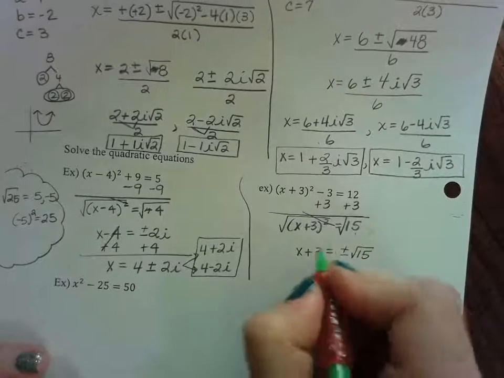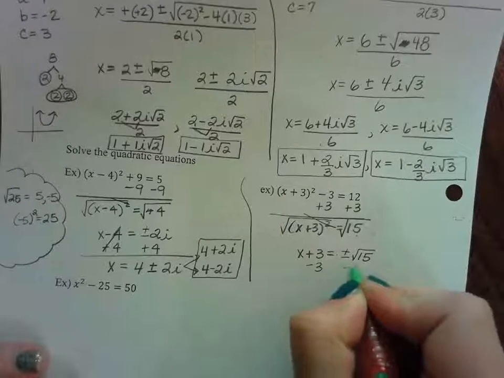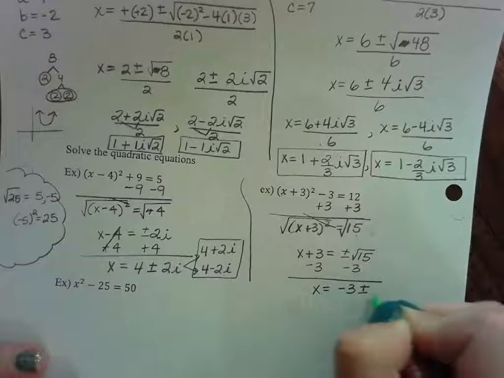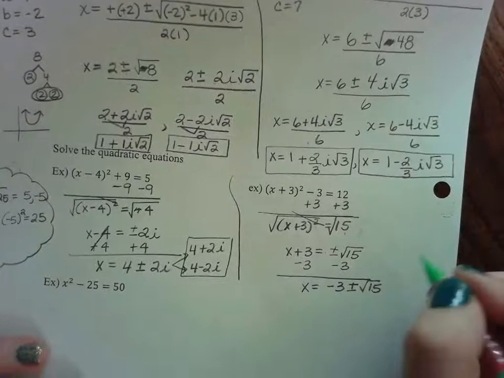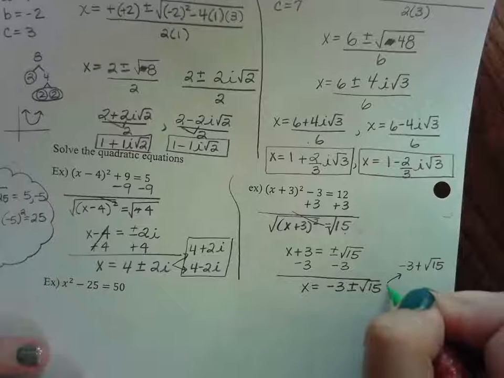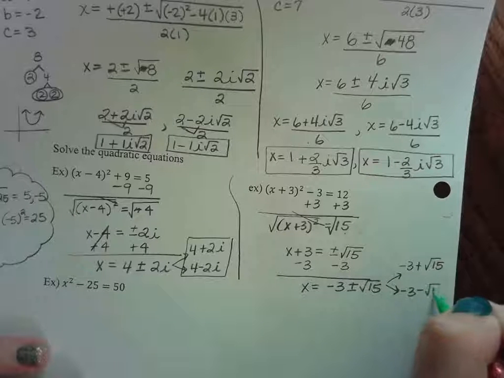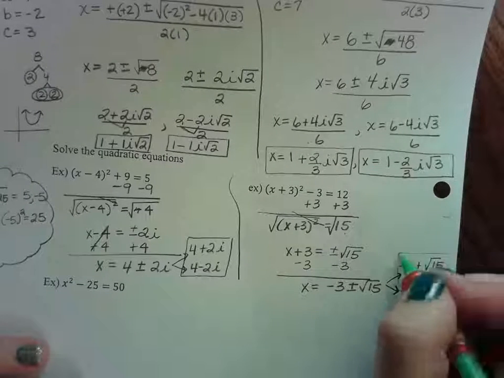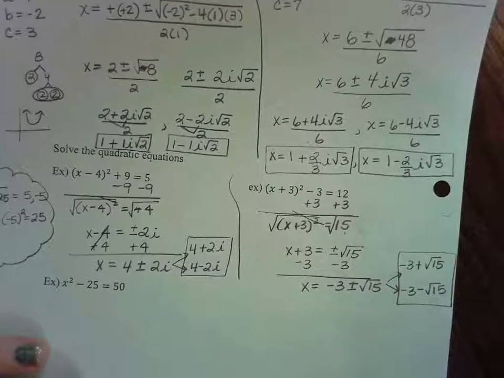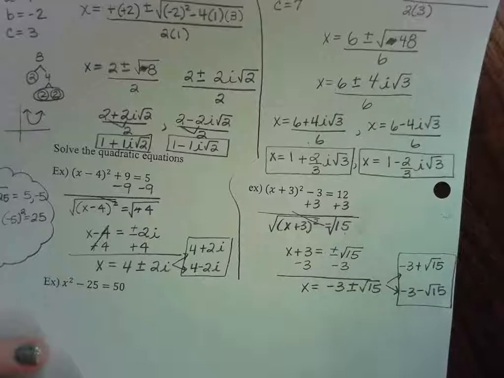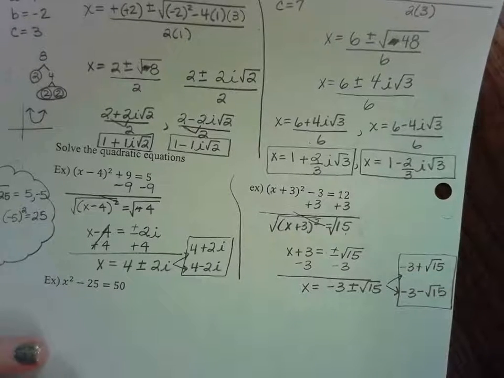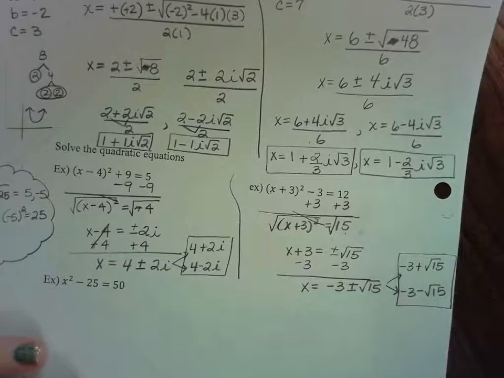Okay? So now you need to get the x by itself. Subtract 3 from both sides. So x equals negative 3 plus or minus the square root of 15. One answer is negative 3 plus square root of 15. The other answer is negative 3 minus the square root of 15. Doesn't matter if you put the negative 3 in the front or in the back. The commutative property says you can put it in the front or the back. On a standardized test, you're going to see it written this way. So that's why I'm always writing my answers with the radical in the back.